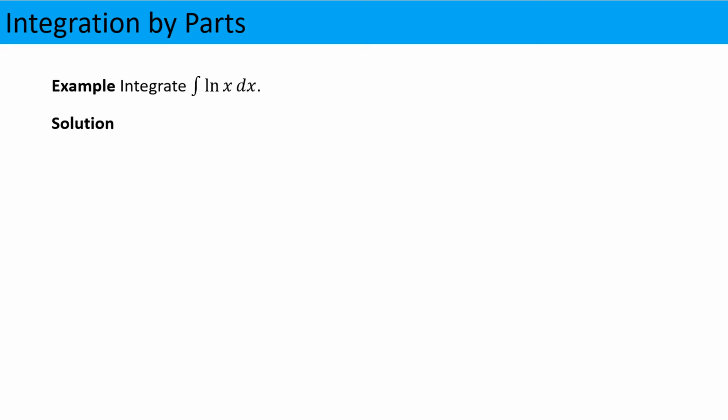To do integration by parts, we need to identify the u and the dv. Our rule tells us L, A, E. L is the first choice for u, and in this instance, the L is the log, so we'll let u be the natural log of x. Then by default, the only thing remaining for dv to take on is dx.